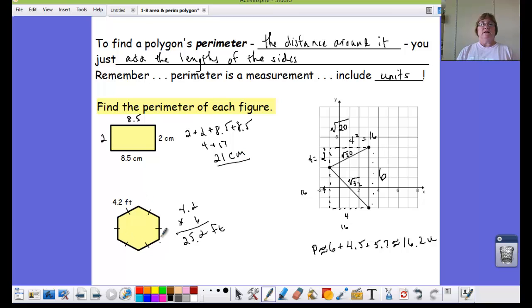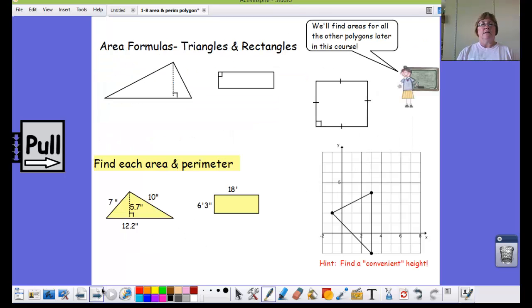For this one, in the hexagon, where all sides had the hash mark, that means all sides are the same. So we're 6 sides at 4.2 each. That's 25.2 feet. Okay, there's the perimeter for polygons. Add the sides. To find area, we've got to just do a little back up and remember.